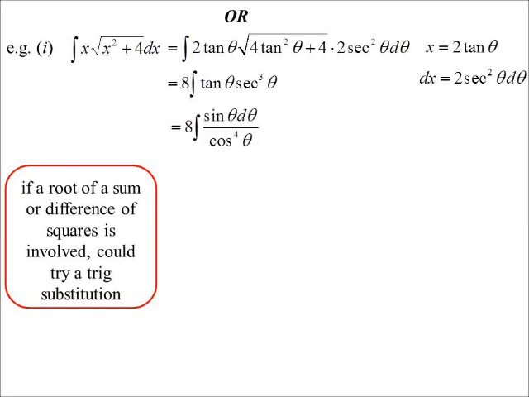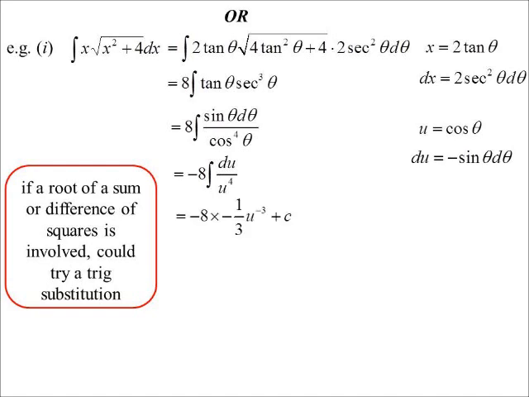Well, I could rewrite that as sine theta on cos to the power of 4. Now I'm going to do another substitution. Okay, well, let u equal cos theta. du equals minus sine theta d theta. So now it becomes minus 8 du on u to the power of 4. Well, add 1 to the power over the power, I get minus 8 times minus a third u to the minus 3. 8/3 sec cubed theta. But of course we want it back in terms of x.